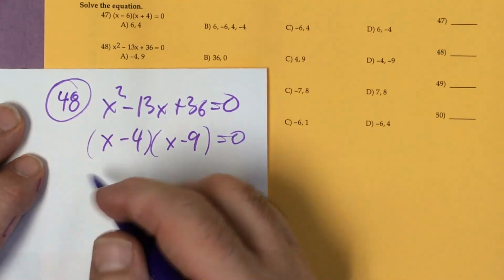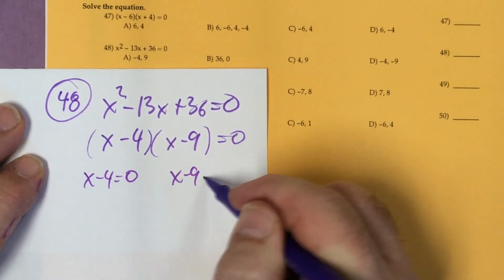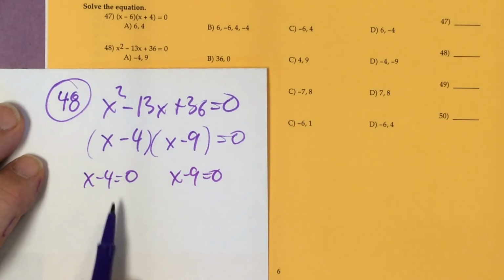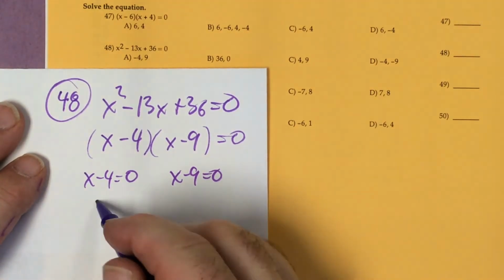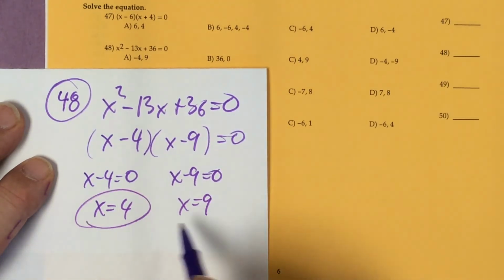Once I have the factors, I'm going to write x minus 4 equal to 0, x minus 9 equal to 0. And you don't have to show the division. If you know 4 minus 4 is 0, you can say that x is equal to 4. And here you just say x is equal to 9. I'm perfectly fine with that.